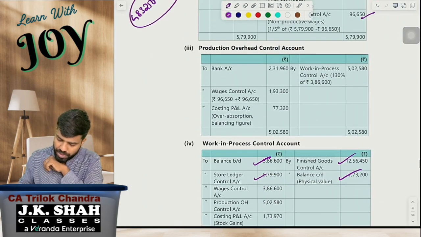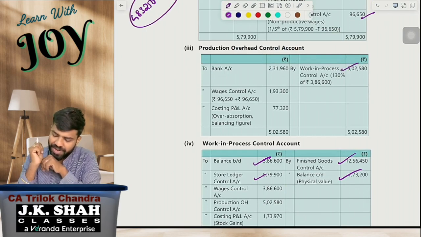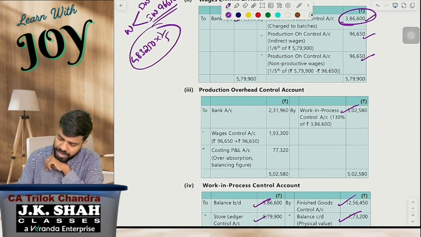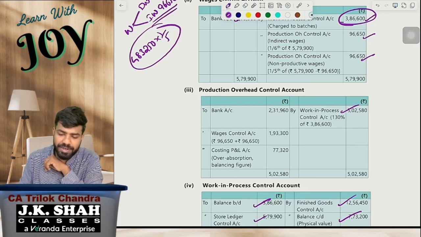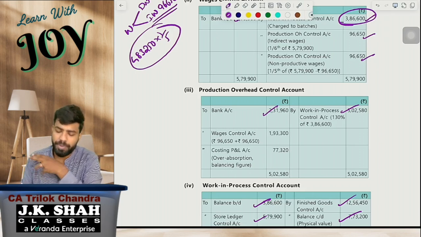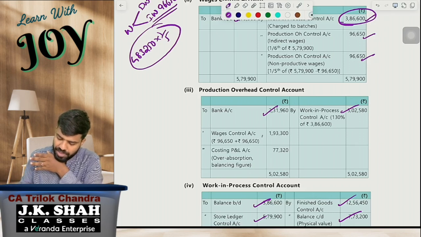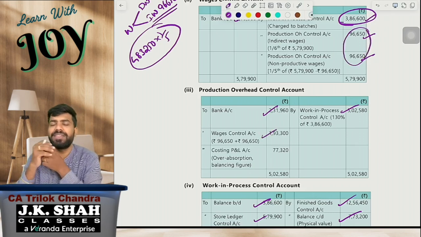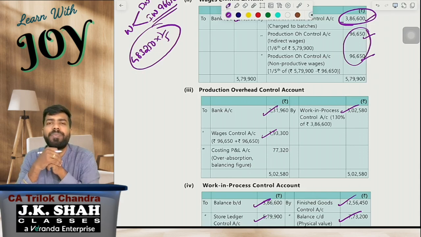If you look at the production overheads account, work in progress to production overhead 5,02,580, and here 96,000. First of all, production overhead incurred, 2,31,960. I missed out that entry. Production overhead incurred, what is the entry? Production overhead account debit to bank, 2,31,960. From here, we are taking totally 1,93,300. If you sum up these two, you will get 1,93,300. So by this we pass the entry for all the transactions.